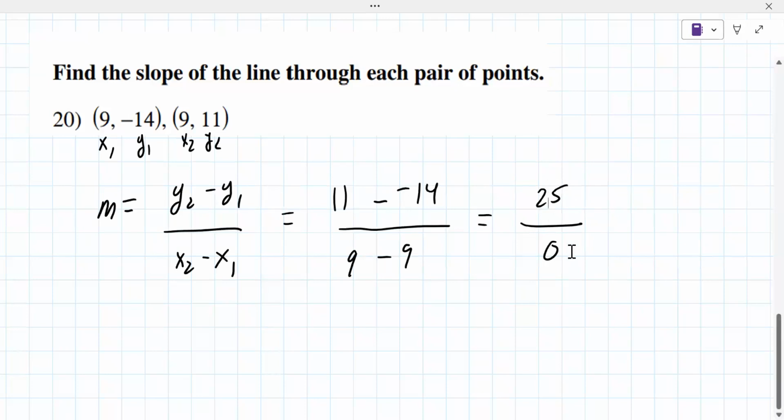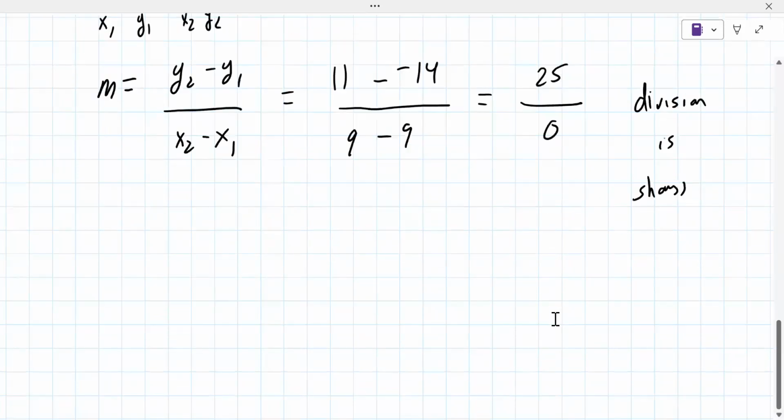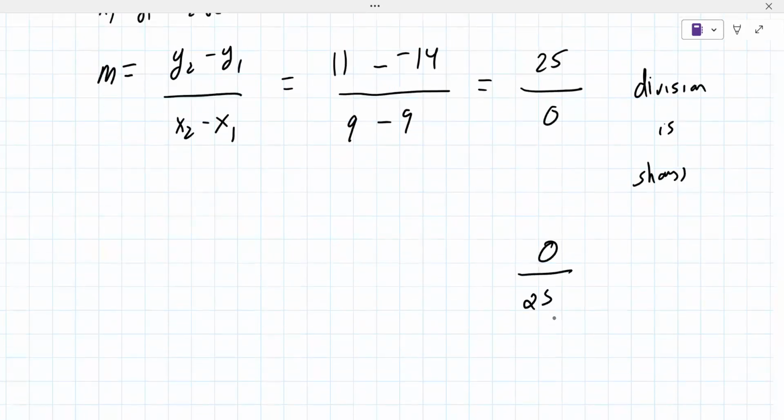What's the problem with division by 0? You can't divide by 0. Right. And here's why. Division is a sharing problem. When you're dividing, it's sharing. And there's a lot to share, but no one to share it with. So that's sort of bad. This is okay though. 0 over 25 is 0. The reason is you have nothing to share, but 25 people to share it with, so they just get nothing. Okay, so that's okay.